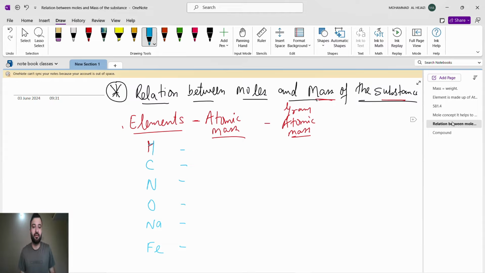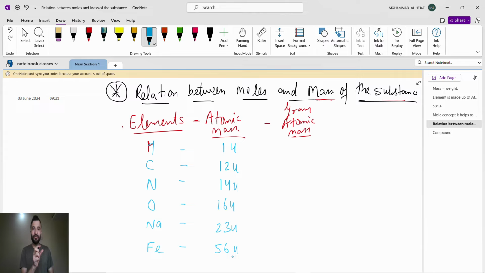Okay, you will do like this. An element is made up of atoms, so atomic mass. If atomic mass is expressed in gram, it is gram atomic mass. Hydrogen atomic mass is 1 U. Carbon is 12 U. Nitrogen is 14 U. Oxygen is 16 U. Sodium is 23 U. Iron is 56 U. Right?